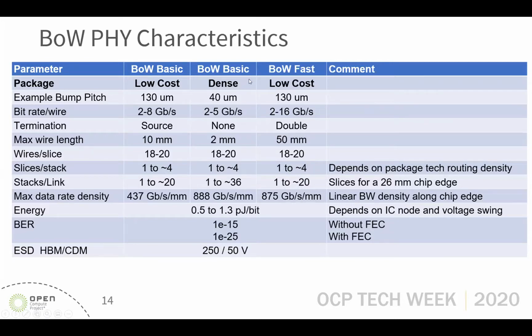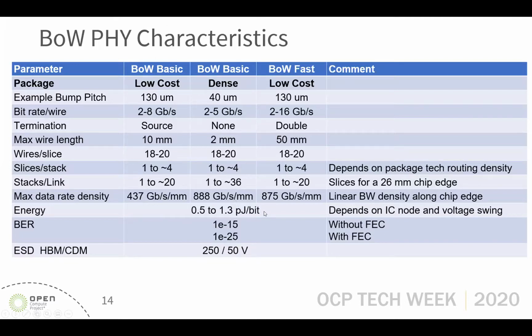If you use BoW Basic in a dense package, you might be using 40 micron bump pitch. And we get about double that data rate density along the edge of a chip. And with BoW Fast, again, BoW Fast only operates with the laminate packages, but we're able to operate up to 16 gigabit per second, and so we get, again, 800 something gigabit per second per millimeter.